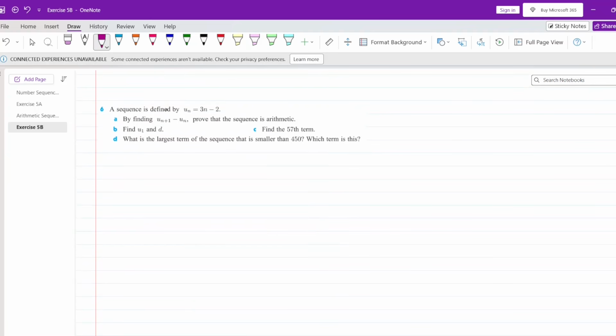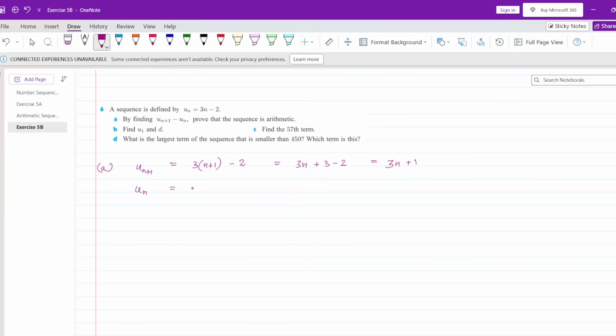A sequence is defined by un equals 3n minus 2. But by finding un plus 1 minus un, prove that the sequence is arithmetic. So un plus 1 is going to be 3n plus 1 minus 2. That is 3n plus 3 minus 2, or simply 3n plus 1.